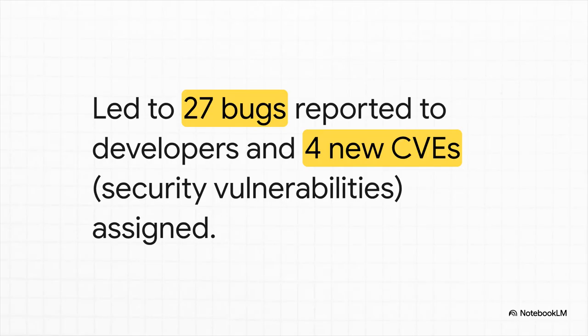And these aren't just theoretical crashes on a researcher's laptop. We're talking about real-world impact. So far, 27 of these bugs have been reported to the developers, and 4 of them were serious enough to get their own official CVE numbers. Those IDs they give to actual confirmed security vulnerabilities. This stuff is getting fixed right now because of this research.